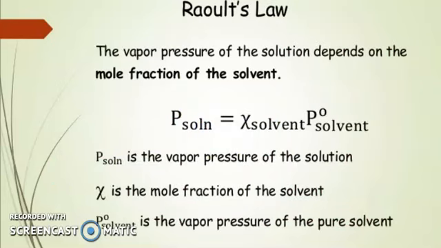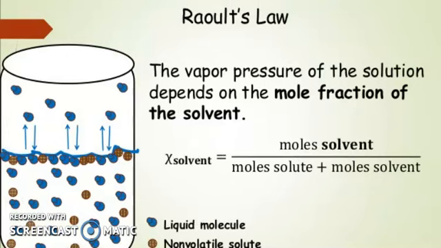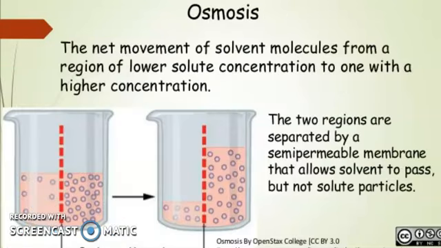So, Raoult's law: the vapor pressure of a solution depends on the mole fraction of the solvent. P solution is equal to X solvent times P naught solvent, where P solution is the vapor pressure of the solution, X solvent is the mole fraction of the solvent, and P naught solvent is the vapor pressure of the pure solvent. X solvent is equal to moles of solvent divided by moles of solvent plus moles of solute. You can see the liquid molecules and the non-volatile solute.